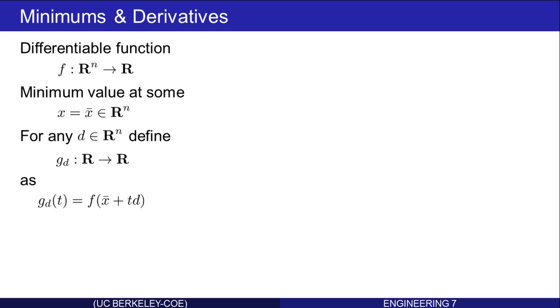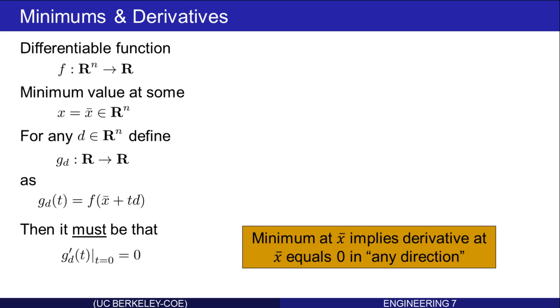Now if f has a minimum at x equal x bar, then it must be that the derivative of g at t equals 0 must be 0. In words, I'll say that a minimum at x bar implies that the derivative at x bar equals 0 in every direction.